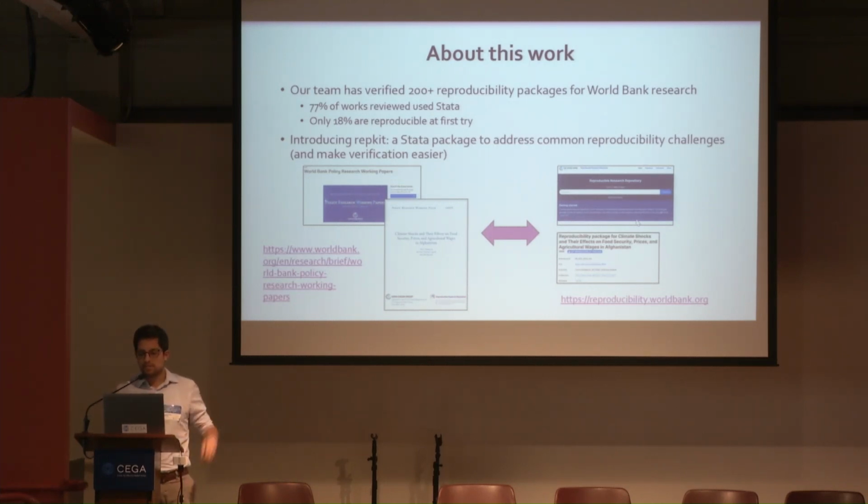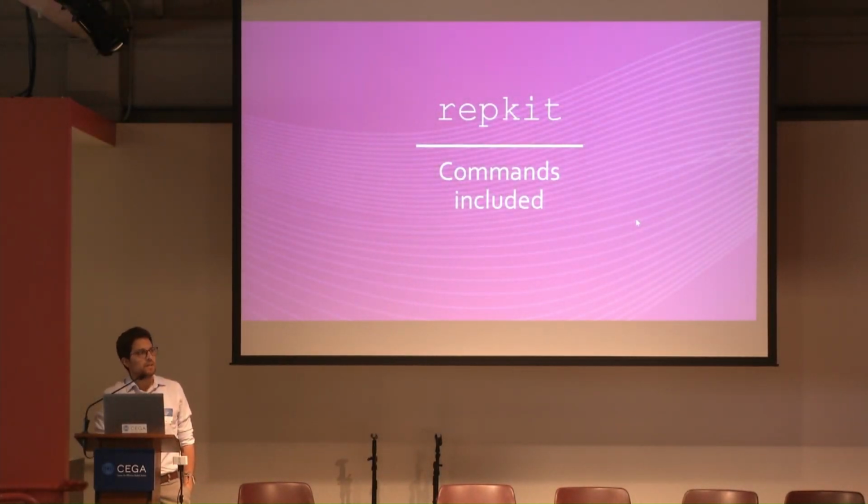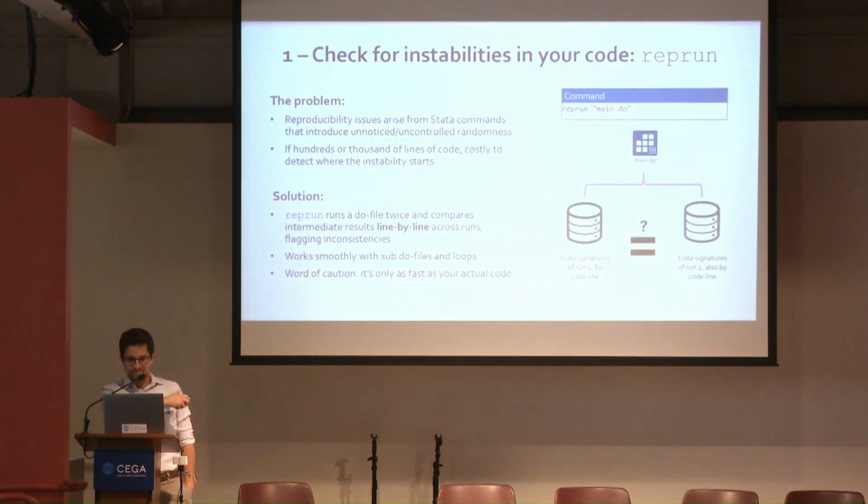Only 18% of these works are reproducible at first try, so we created a Stata package that has several commands that make the work of checking reproducibility easier. And that's this. Repkit is the name of the package, which contains 4 commands that I am going to talk about in the next minutes.